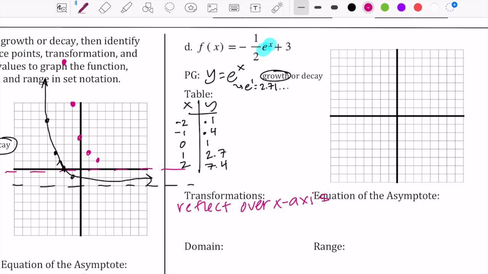And then we have a vertical compression by 1/2. And then the last thing we're going to do after we've graphed it, just because we don't want to have to add a bunch of fractions, is move it up 3. So in order to figure out these, we are going to multiply everything by -1/2. That's the same thing as changing its sign and cutting it in half. So it's not like you have to do this elaborate fraction decimal math problem.